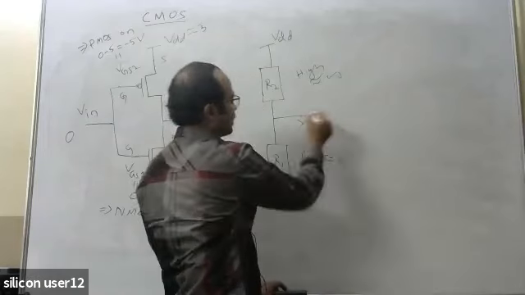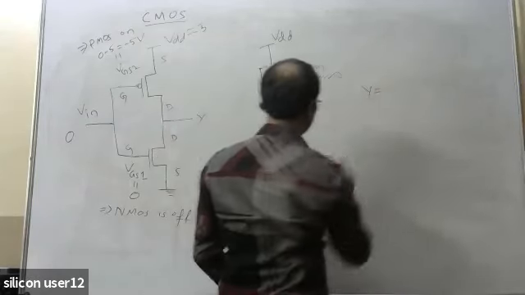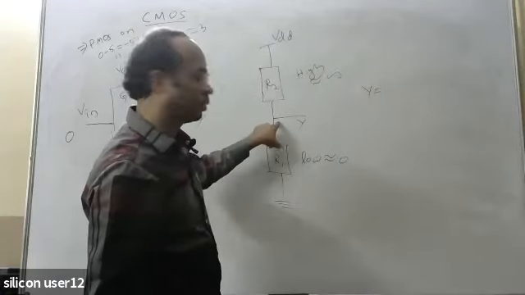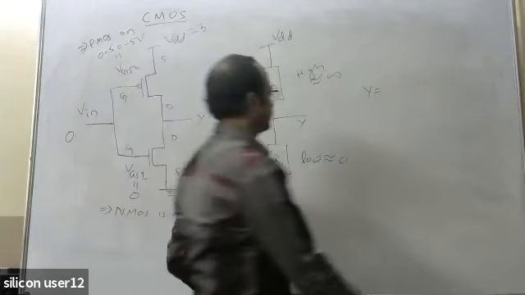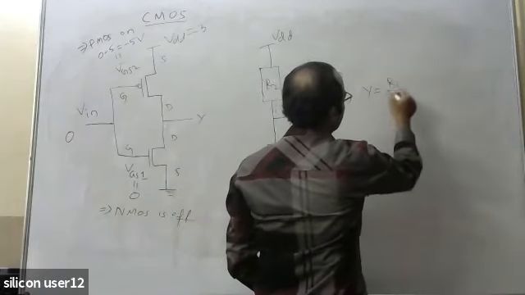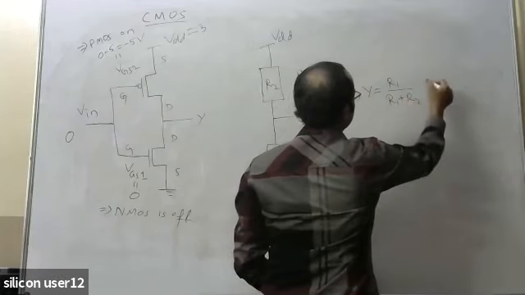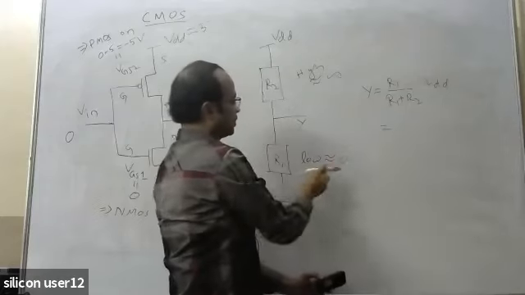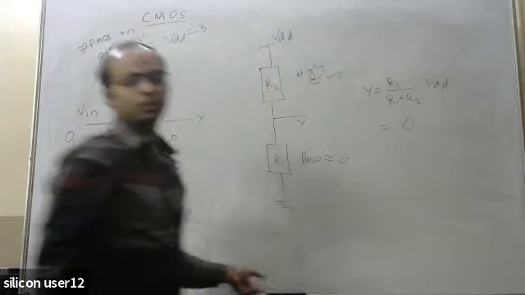Okay, so my output Y will be equal to the voltage at Y. As per the voltage division rule, I can say the voltage here will be equal to how much? R1 by R1 plus R2 into VDD. Since R1 I can put as 0, this will be equal to 0.